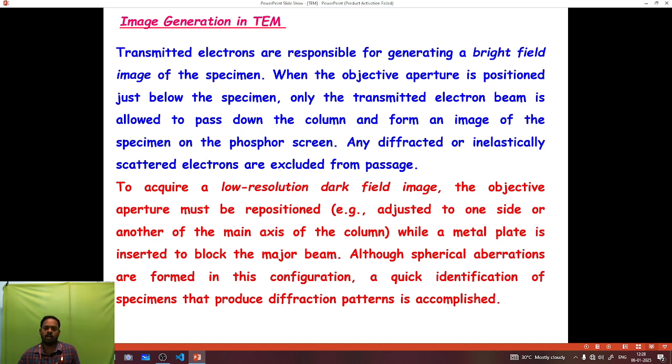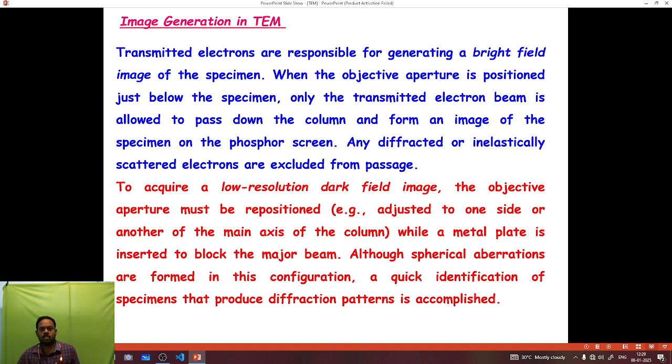So we can avoid diffracted or elastically scattered electrons by doing some adjustment in the objective aperture, positioned just below the specimen, so that only the transmitted electron beam will be allowed to pass through the column. If you want to acquire a low resolution dark field image, the aperture may be readjusted or repositioned, while a metal plate will be inserted to block the main beam, that is the transmitted beam. If we block the transmitted beam, we can obtain a low resolution dark field image with the aid of the elastically and inelastically scattered electrons.